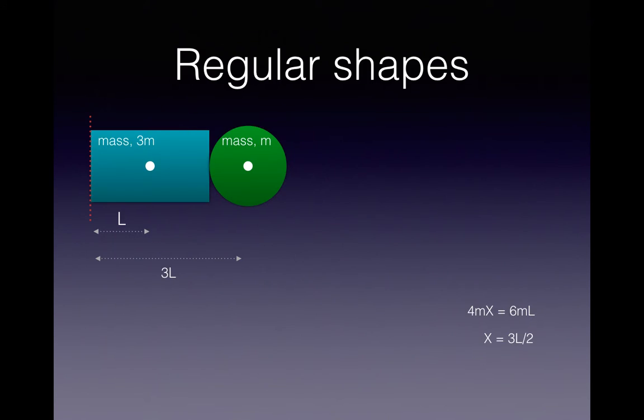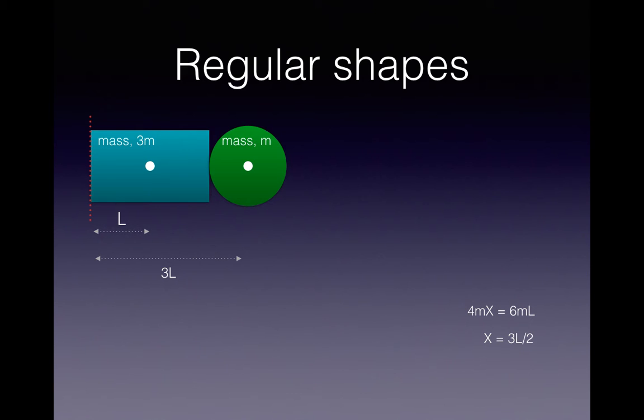Right, so here's your example. If we have a shape here which shouldn't be labelled regular, and I'm assuming here it's a rectangle of mass 3m connected to a circle of mass m. The axis of rotation is that red dotted line, and the centre of gravity of the rectangle is a distance L away from the axis of rotation. The centre of gravity for the circle is a distance 3L away from the axis of rotation.